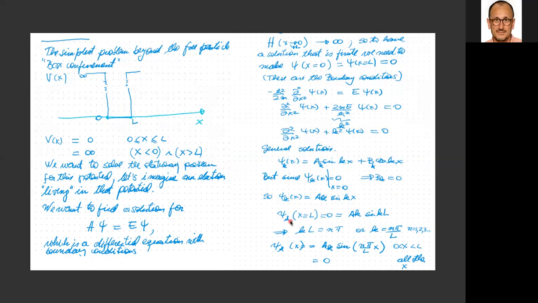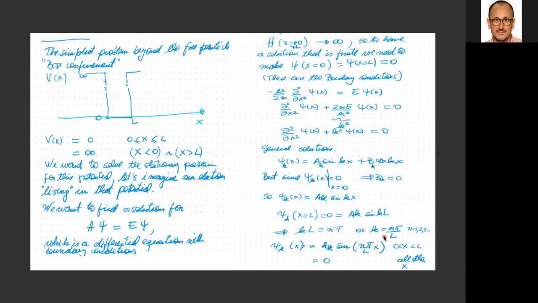We also know that phi of x equal L must be zero in order to comply with the boundary, because otherwise it doesn't give a finite value of the wave function on this side, it would mean that this side has to be infinite, and I cannot find a solution for that. So one way of finding a solution is that the function is always zero here. And how do we get that? Well, KL must be an integer times pi.